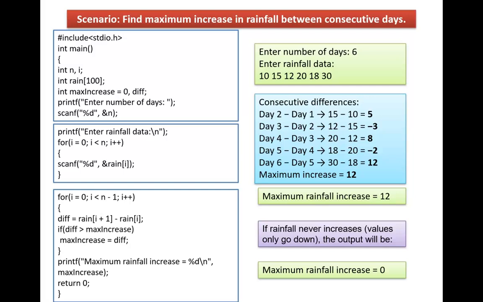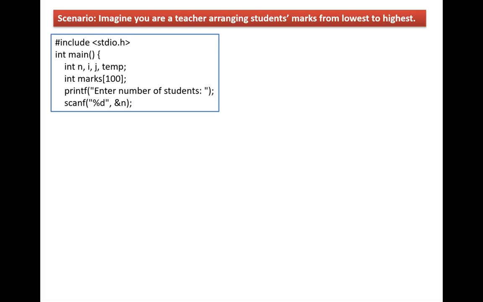I'm moving to the second scenario. The second question is this. Imagine you are a teacher arranging marks of students from lowest to highest. How will you do that? So you have to imagine an array where the array stores the student marks randomly in some order. So now the goal is to arrange the marks from lowest to highest, right? So this is an example of sorting. Very important. Sorting and searching are very important algorithmic concepts that you have to keep in mind. You have to be well versed in sorting and searching. Right. So this is how I start.